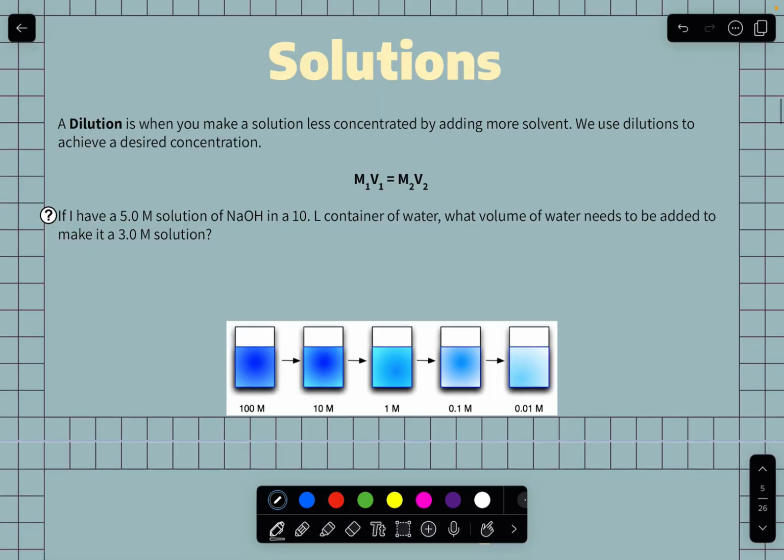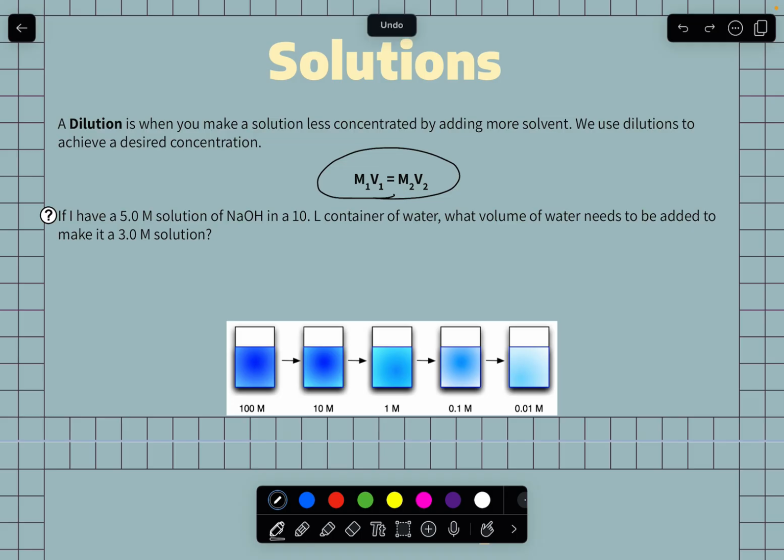Okay. So with solutions, we can have a dilution. Dilution, when it's more dilute, is you're making it less concentrated by adding more solvent, right? So an equation we have to determine how much solvent we need to add is M1V1 equals M2V2. The M's are molarities, V's are volumes. So M1V1 is your starting molarity at a certain volume. M2V2 is the molarity you want to reach at the final volume you need to have.